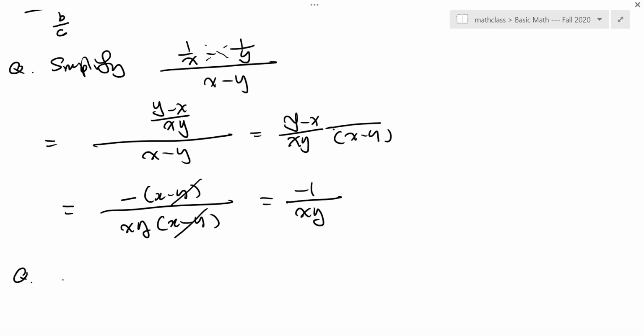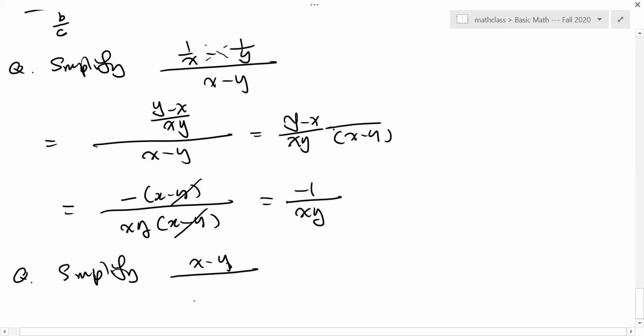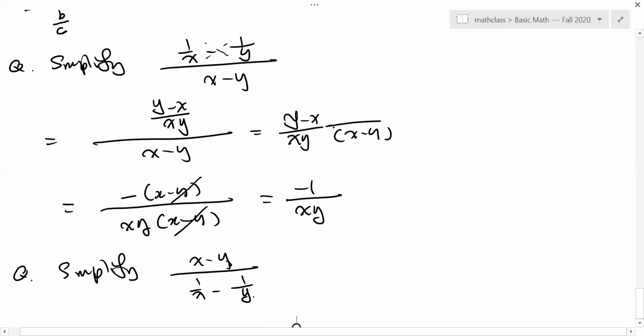So let's try the next one. Okay, the next one is slightly different. Simplify x minus y over 1 over x minus 1 over y. Okay, I want you to try.